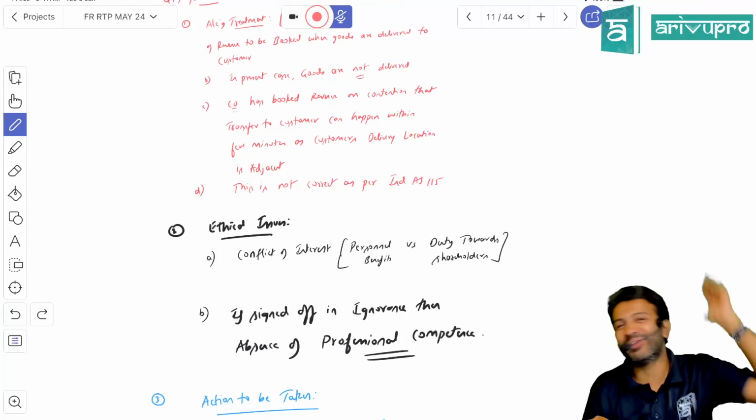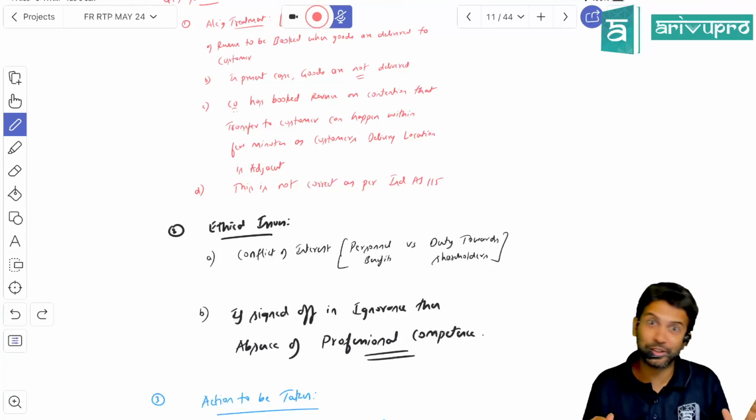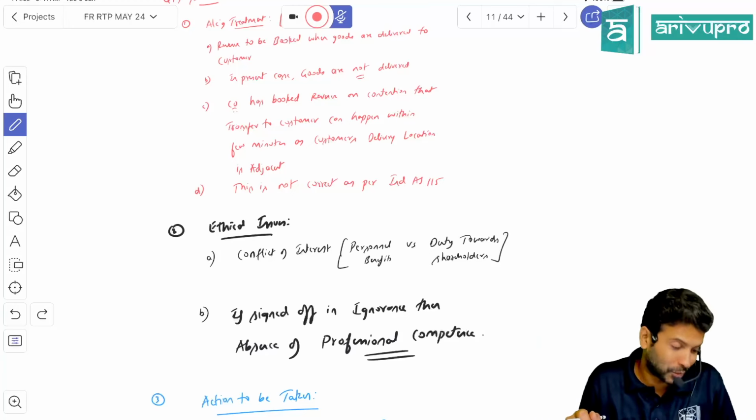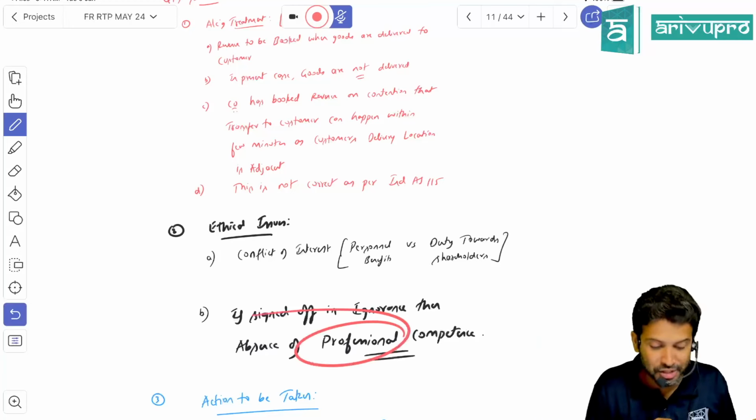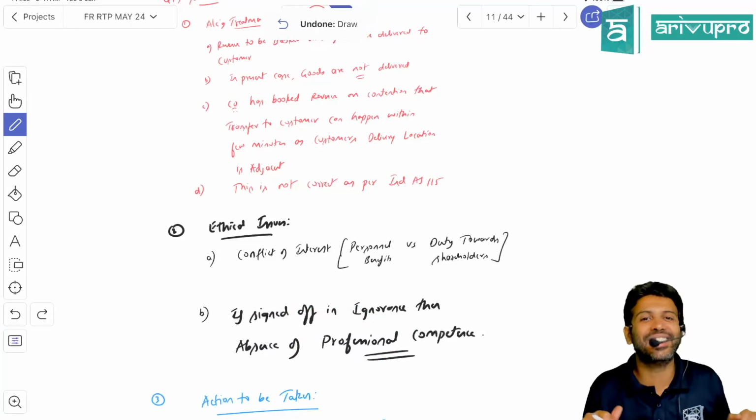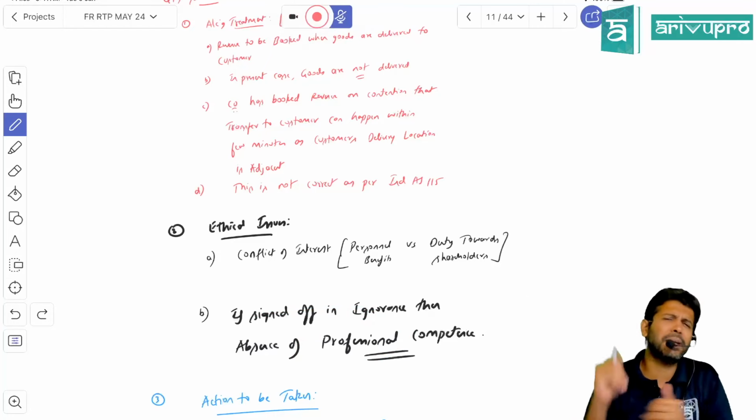No, probably it was only 4 or 5 years back that they introduced that. If she says, no, I am not aware of this Ind AS 115 provision at all, and she signs off, that is also what, sir? Absence of professional competence. Professional negligence it will be, correct, sir?